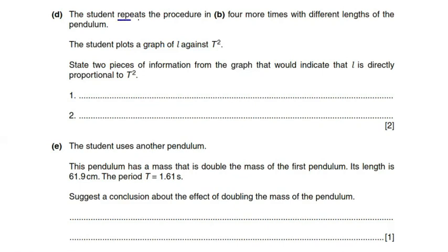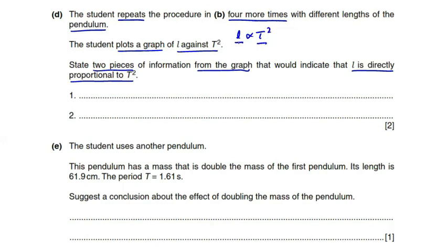The student repeats the procedure in D four times with different lengths of the pendulum. Okay. The student plots a graph of L against T squared. State 2 pieces of information from the graph that would indicate that L is directly proportional to T squared. Look students, we know that when two quantities, say L and T squared, are directly proportional to each other, their graph is a straight line and passes through the origin.